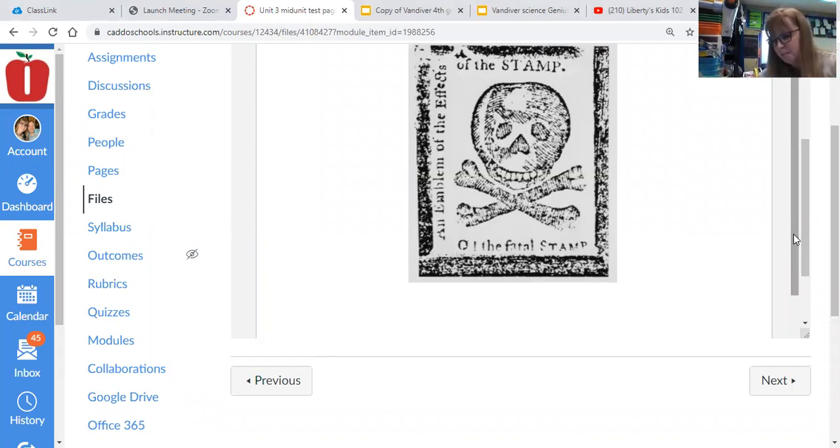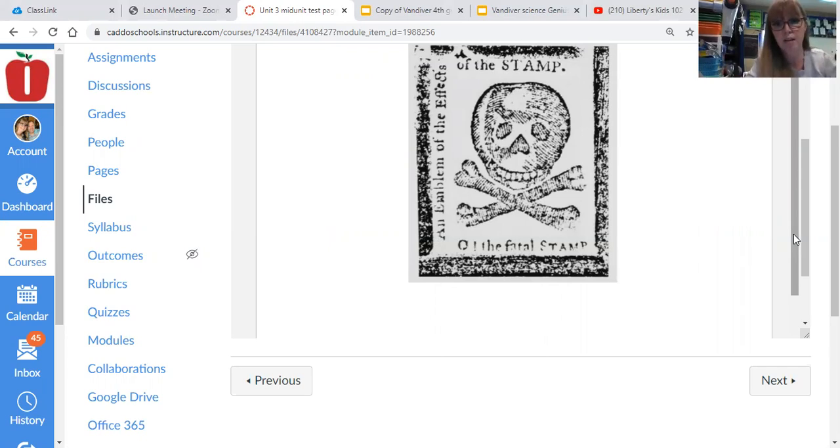Question 1 says, based on source 1, which of the following best describes what goods the British Empire taxed with the Stamp Act? A, sugar, B, tea, C, manufactured goods, or D, paper documents. You can either color in the letter or circle the letter, the correct answer, okay?